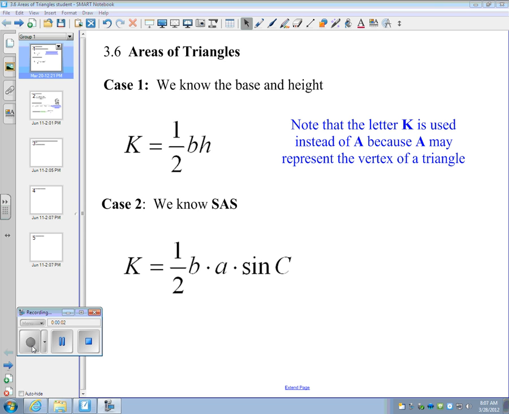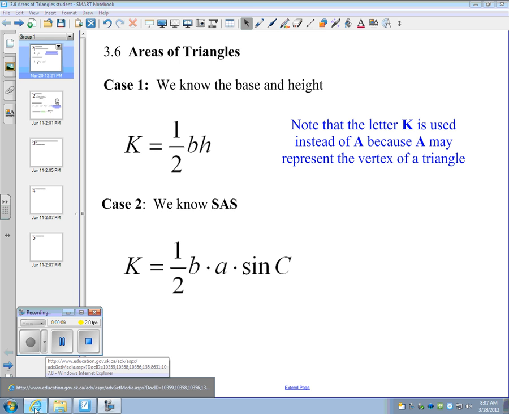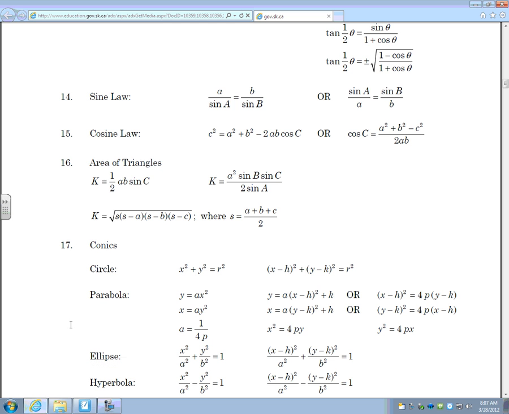Section 3.6, areas of triangles. So the first thing I'd like you to do is get out your formula sheet, and we're looking at number 16, this areas of triangle section. These formulas are all given to us, but what's not given to us is the reasons when we use each formula. So that's what this video is going to go through: what case we use for each area, and getting to know those.